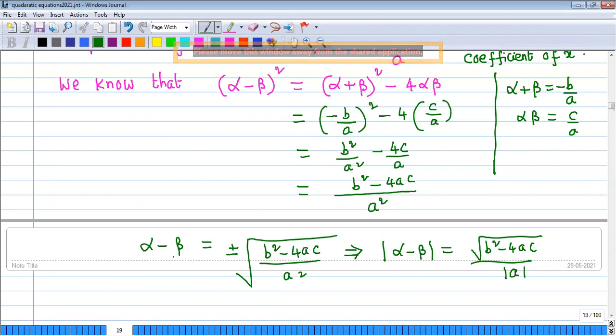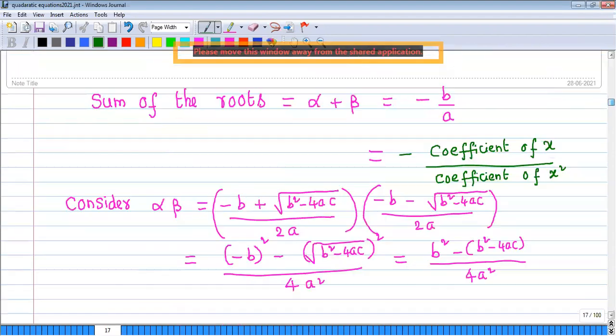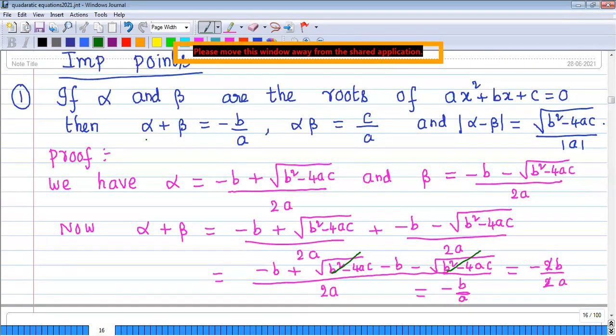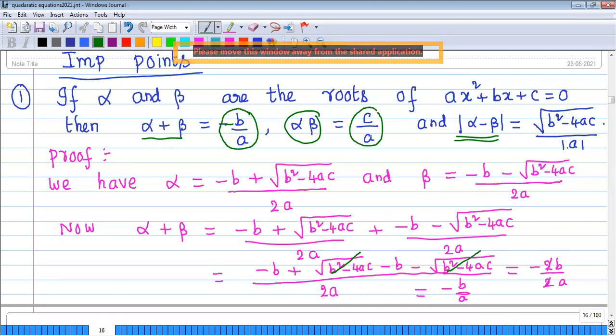So what we have discussed so far, could anybody repeat it once again? What we have discussed? Sum of the roots is minus b by a, product is c by a, and the absolute difference of the roots is equal to root of b square minus 4ac by mod a. So these we have derived.